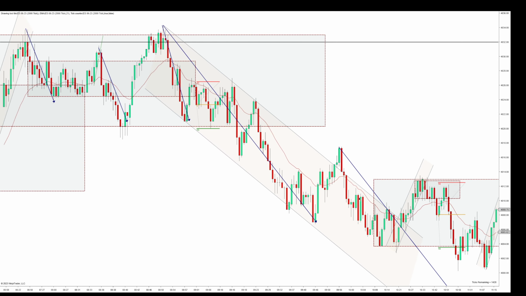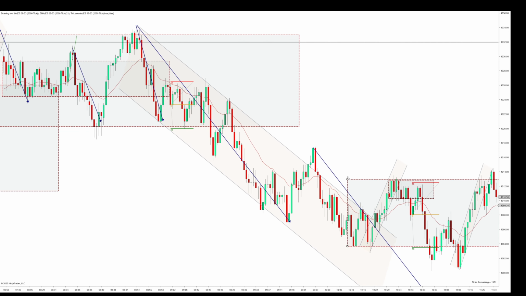We push lower, we get this lower high with a horrible signal bar, didn't even reach the EMA barely. We push lower, we kind of start going sideways, and then notice this range. This is what it looked like at the time of this trade here.